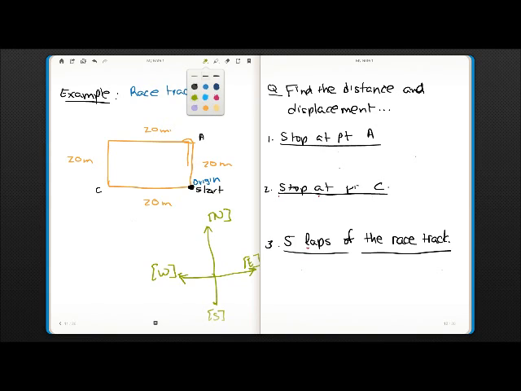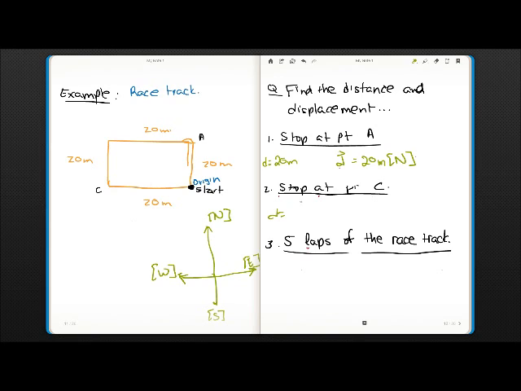So let's start with the first question. You stop at point A. The point A is 20 meters north. So therefore, the distance that you covered is 20 meters, and the displacement with the vector sign is also 20 meters, but you have to give a direction to it, so it's north. You stop at C, so you go plus 20, so the distance would be 20 plus 20 to the left and 20 down.